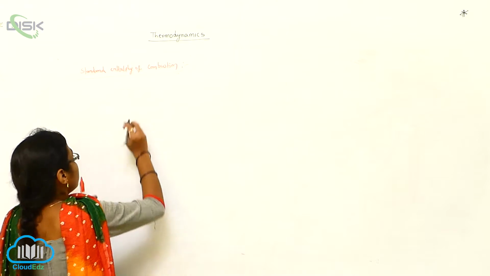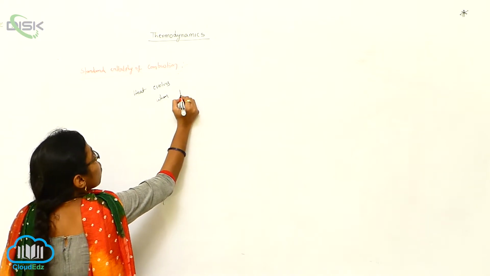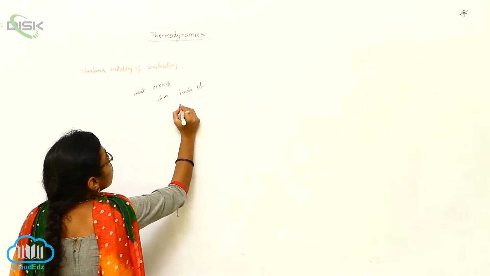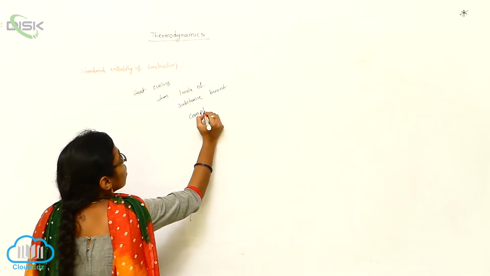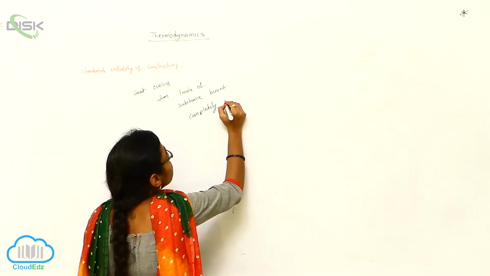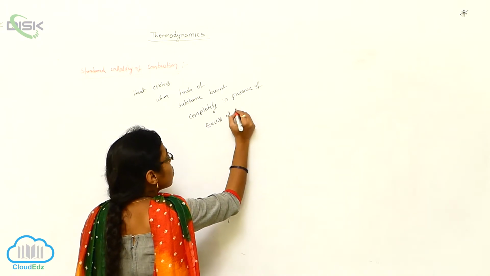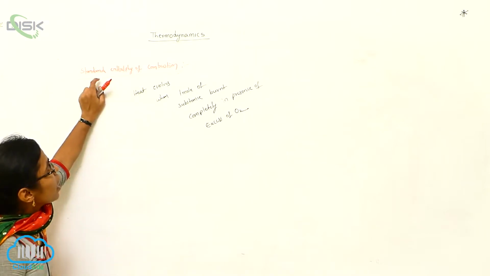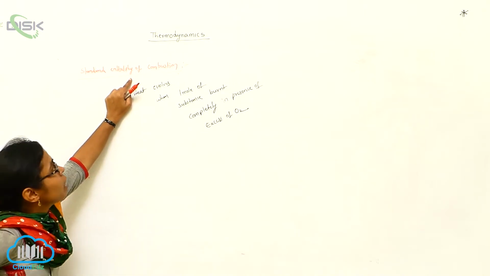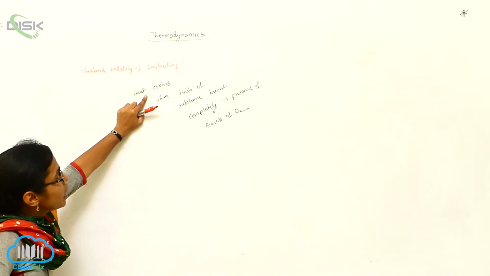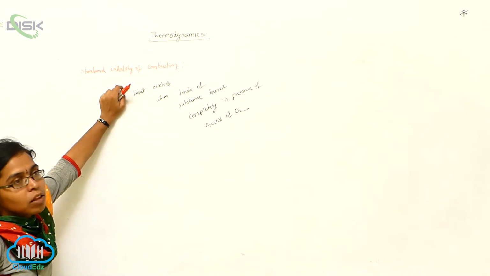You can write the definition here: heat evolves when 1 mole of substance burns completely in the presence of excess of oxygen. So that is called the standard enthalpy of combustion. Normally enthalpy is nothing but releasing energy or absorbing energy, but in the combustion process heat always evolves. So whenever heat evolves when 1 mole of substance is burnt completely in excess of oxygen, that should be called the standard enthalpy of combustion.